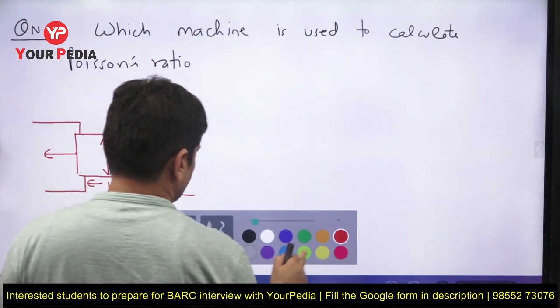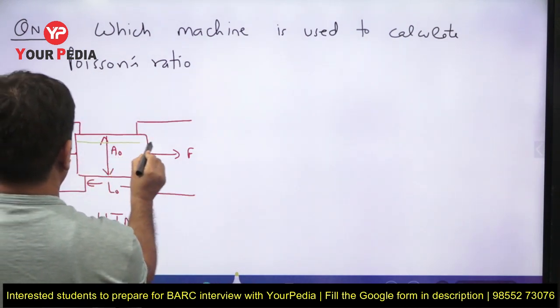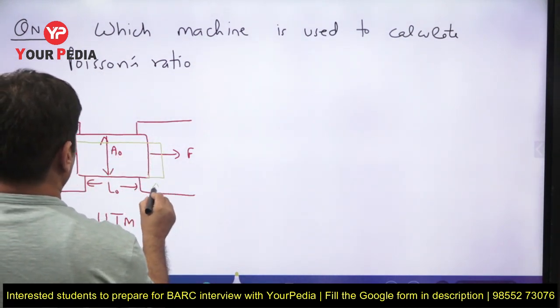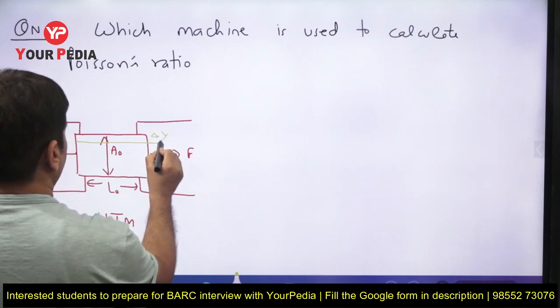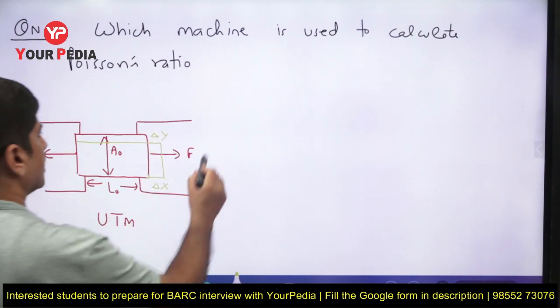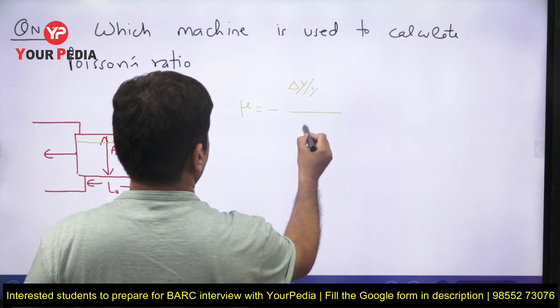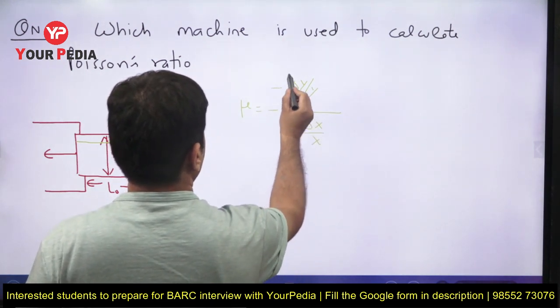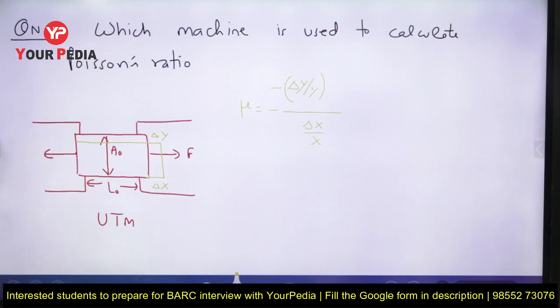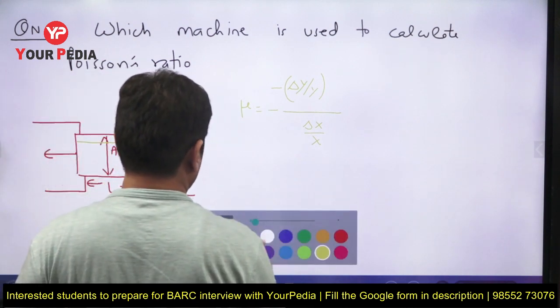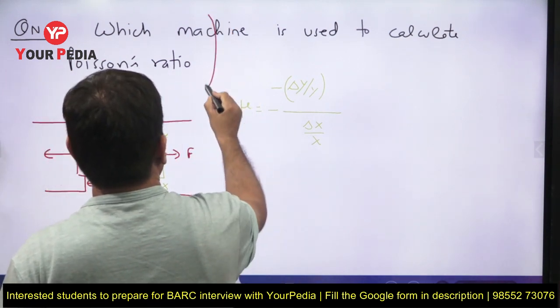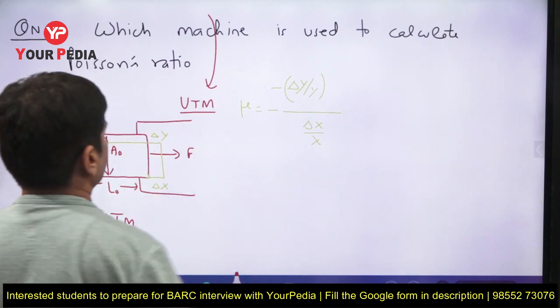Now, whenever you use the universal testing machine, you get delta x and delta y. If you know delta x and delta y, then the Poisson's ratio can also be calculated: delta y over y, delta x over x, and this one will be with the negative sign. This is the Poisson's ratio. So, from the universal testing machine, I get the values of delta x, delta y, x, and y.